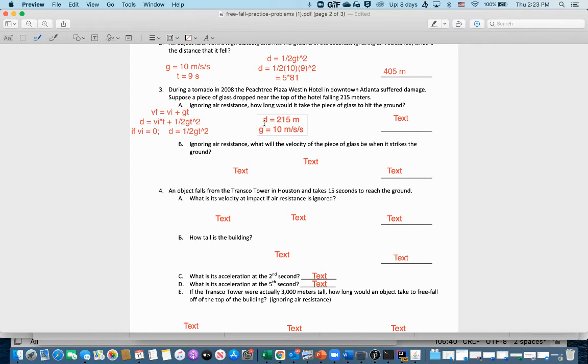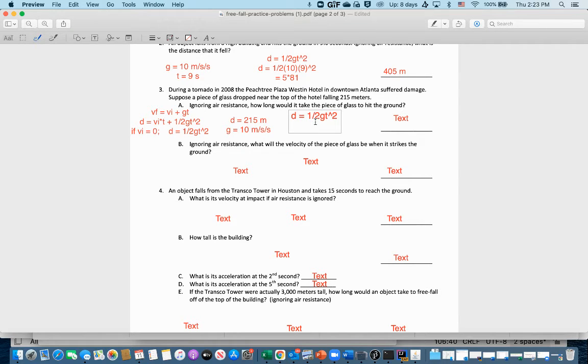Well, I have distance, I have gravity, and I'm looking for a time. So I'm going to use my distance equation, the last one right here, because we're, again, assuming V initial is 0. And I have G and I have D. So now I can go ahead and solve for T. So let's throw one more box in here. So distance is equal to 1/2 GT squared.